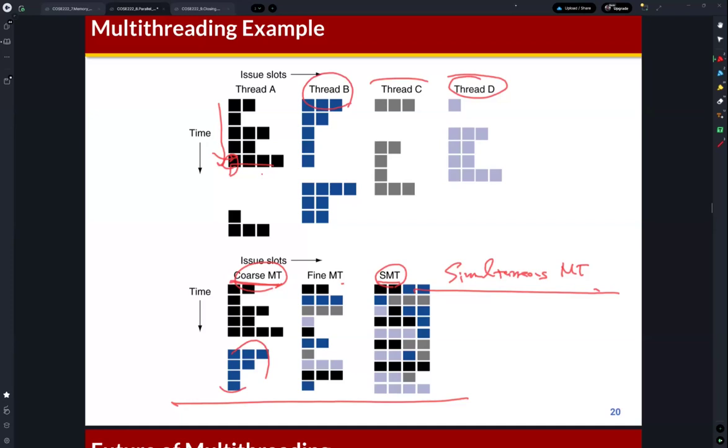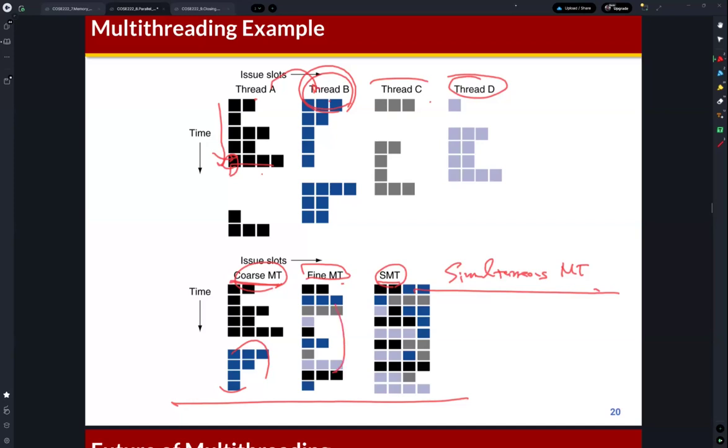When a thread encounters a cache miss, it will take many cycles until the data is fetched from the main memory, right? And then the pipeline is stalled. Then the CPU changes to the next thread, thread B, and the CPU can execute the instructions in thread B. Fine-grained multi-threading is where the threads are changed every clock, like this.